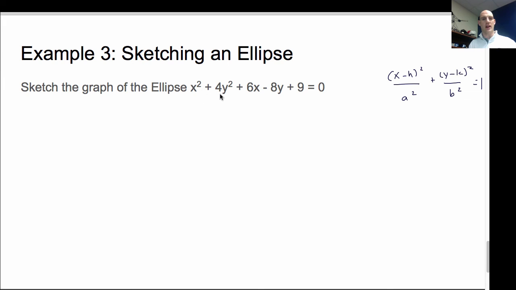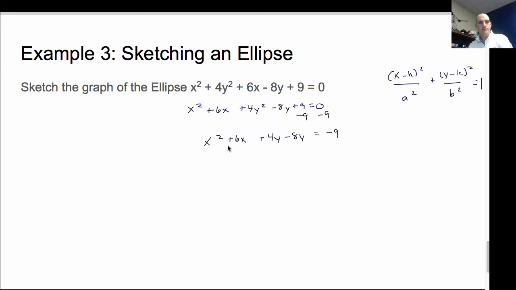Okay, and notice I've got an x squared term and an x term and a constant. I need to do a little bit of rearrangement. So let's rearrange first, putting my terms in order. I'm going to start by taking my constant and putting it on the other side, so I'll just subtract 9 from both sides. So I'm left with x squared plus 6x plus 4y squared minus 8y equals negative 9.